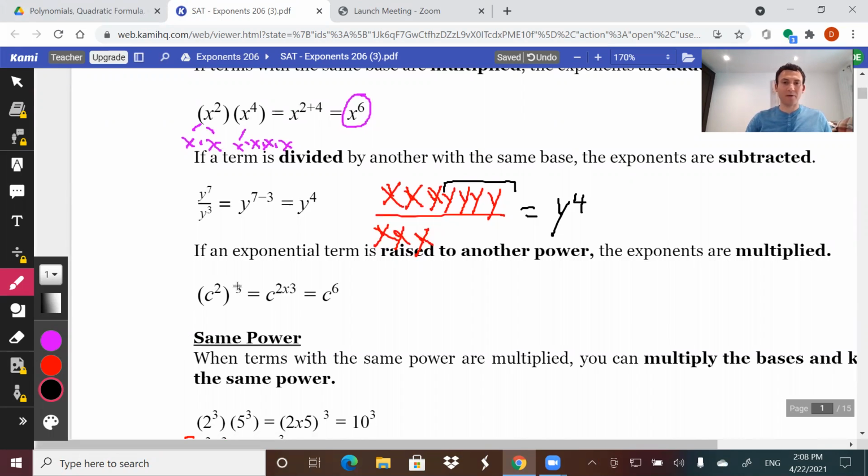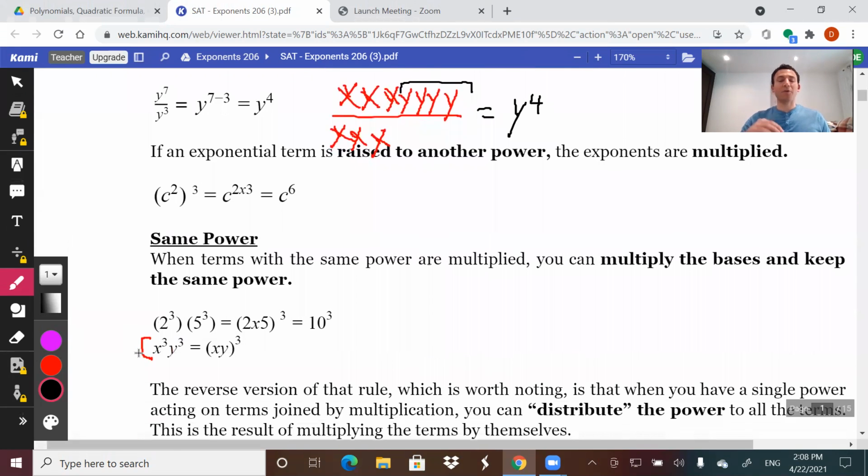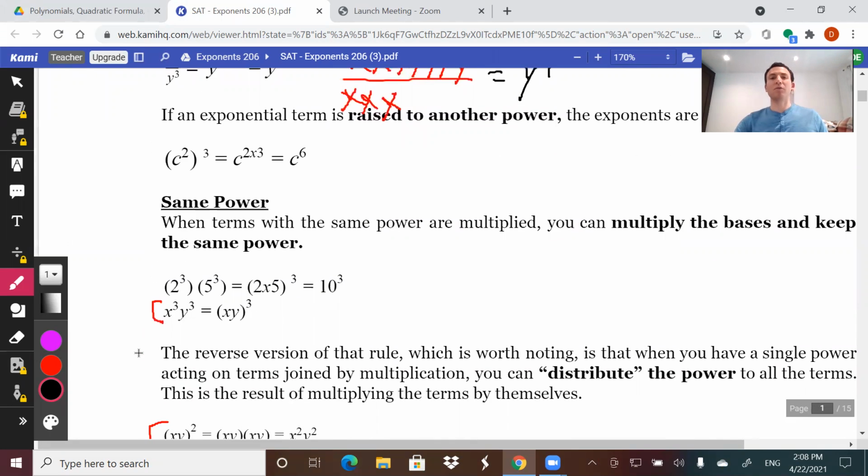Another thing you're going to want to be aware of is if you take a power to another power. Then you multiply the tops. So c to the second to the third, instead of adding, you're multiplying the tops and you get c to the 6th.